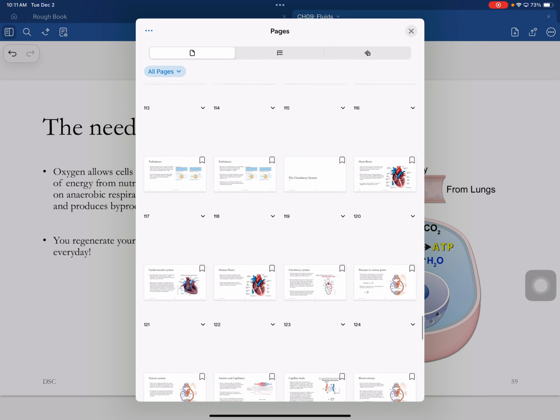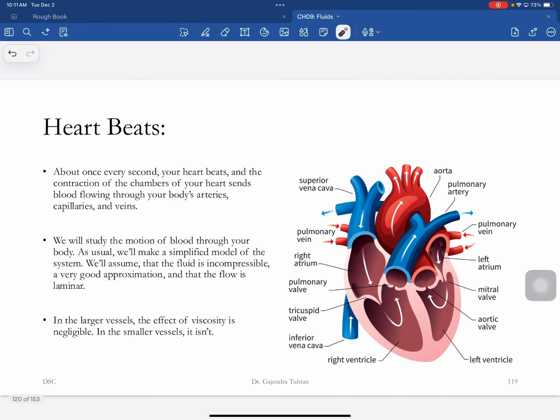All right, so let's go back to about every second your heart beats, and the contraction of the chambers of your heart sends blood flowing through your body's arteries, capillaries, and veins. So we'll study the motion of the blood through your body. In larger vessels, the effect of viscosity is negligible. In smaller vessels, it isn't.